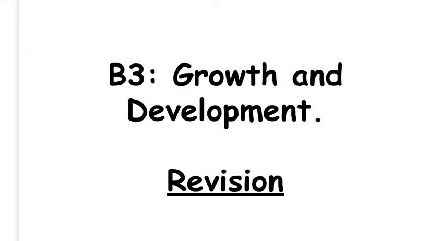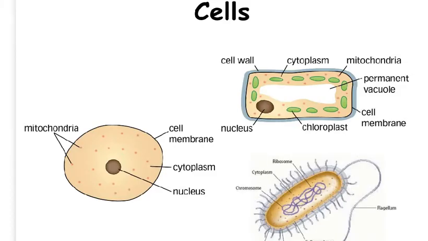This is the revision video for Unit B3, Growth and Development. All living things are made of one or more cells. Cells are very small and can only be seen with a light microscope. Plant and animal cells have some features in common, but plant cells have some features that animal cells don't have.